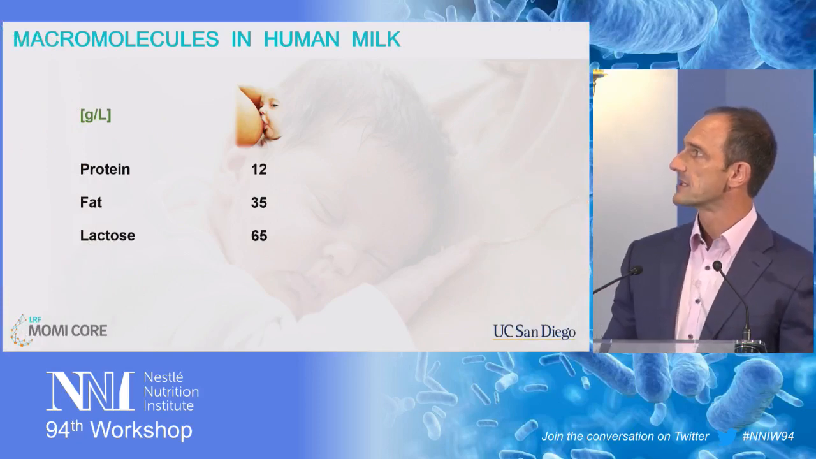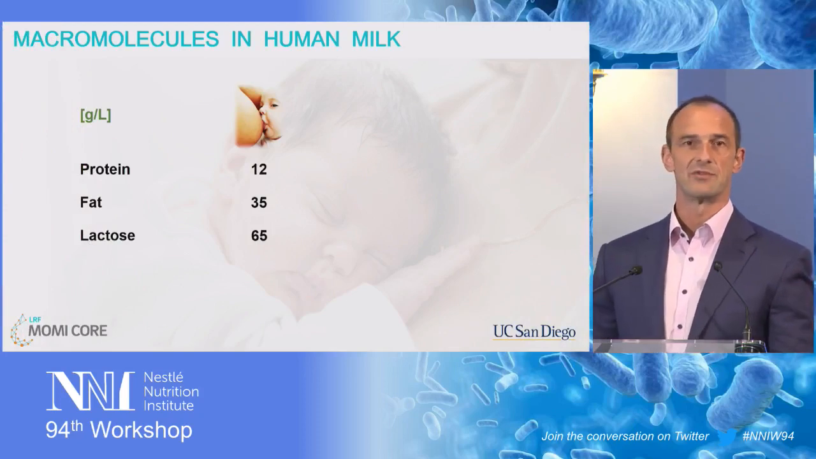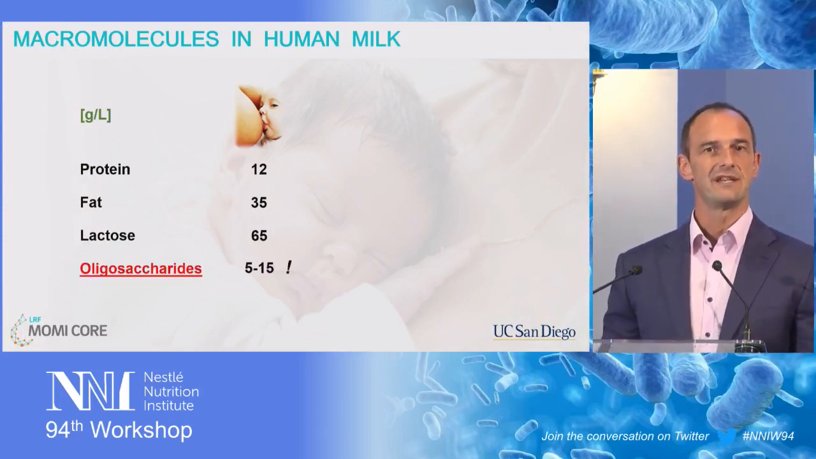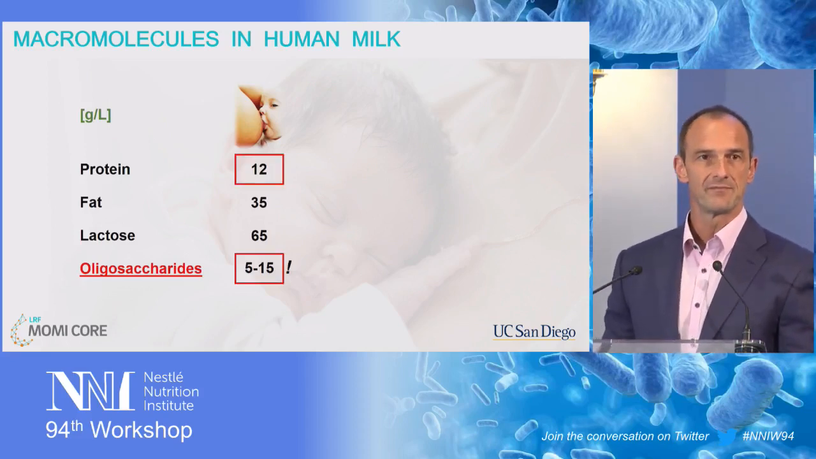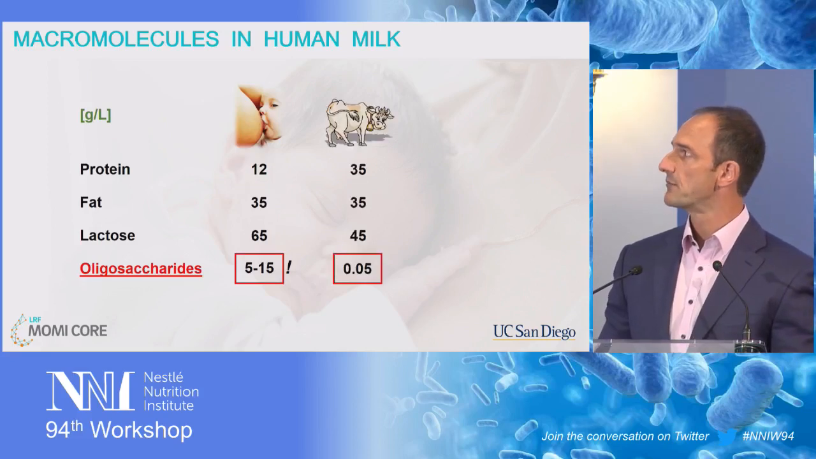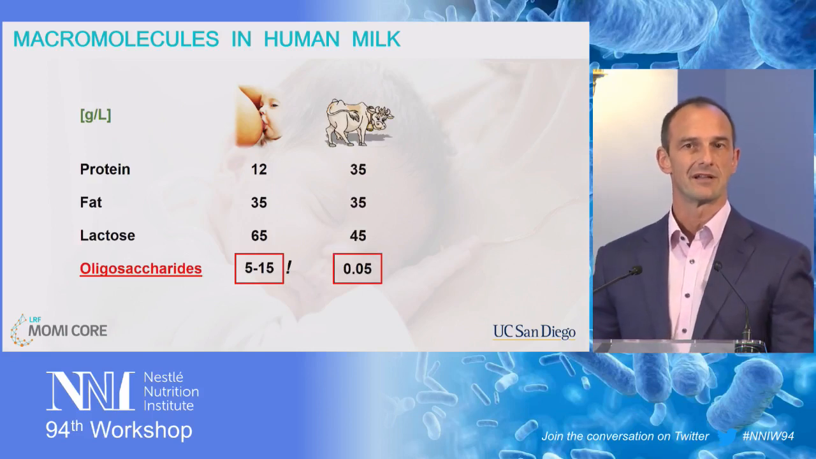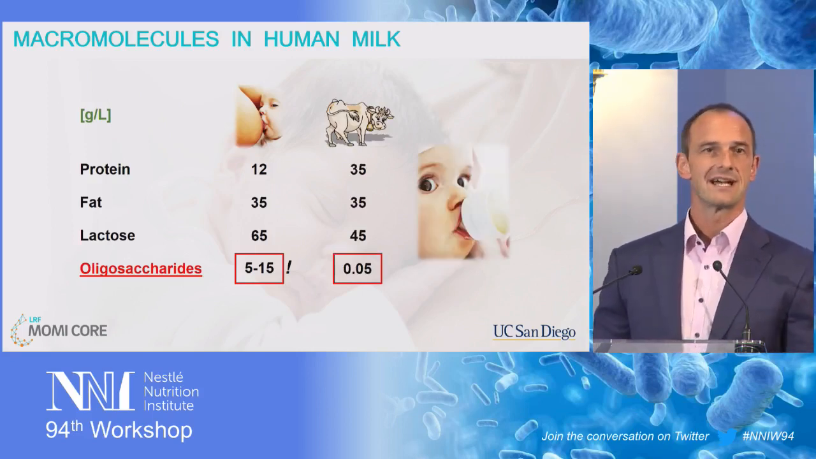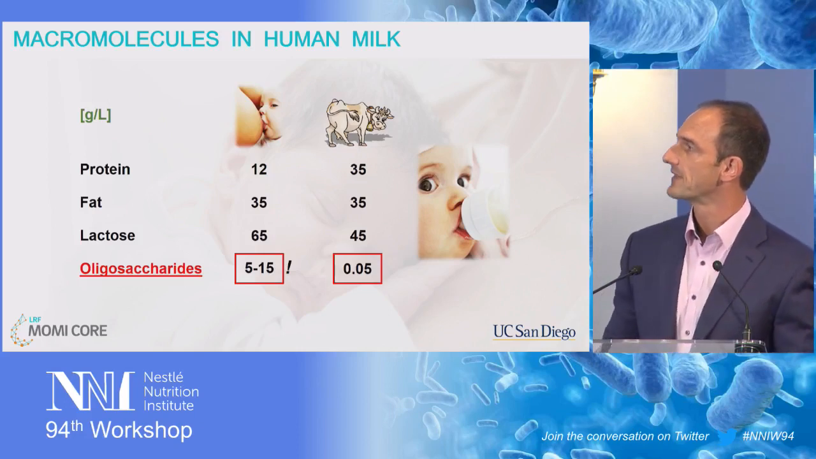What are the macromolecules that we find in human milk? There's proteins, fat, lactose as the predominant milk sugar, and then there's oligosaccharides. 5 to 15 grams in mature milk, which often exceeds the amount of total protein. In comparison, that is 100 to 1,000-fold more than we find in bovine milk. And since bovine milk is the basis for most infant formula, there's hardly any human milk oligosaccharides in infant formula, at least until recently. We'll come back to that in a minute.